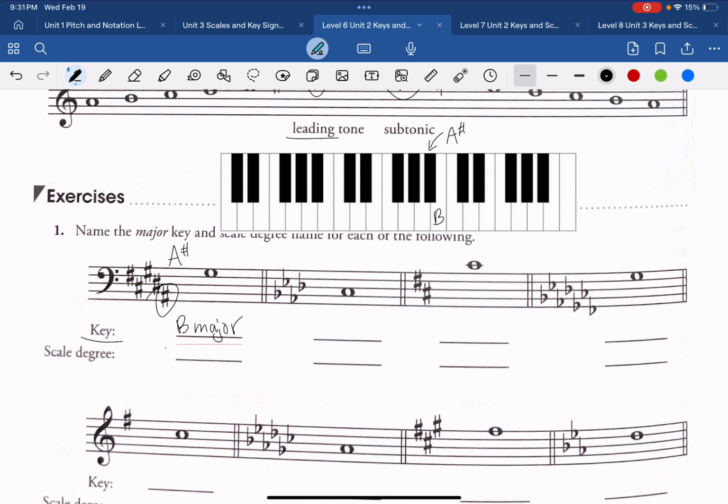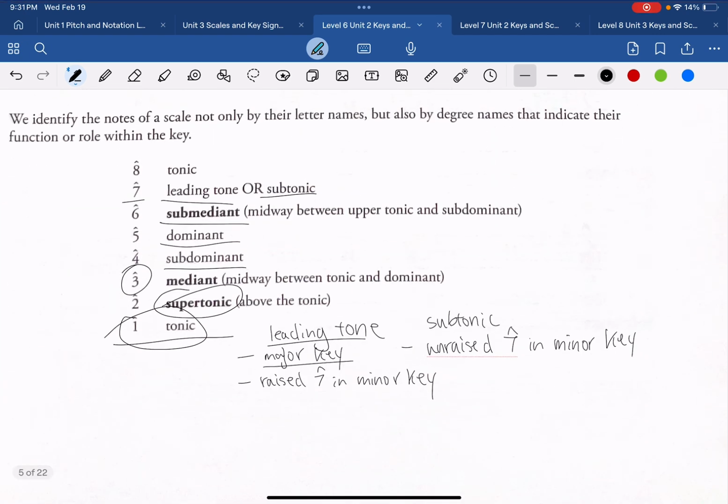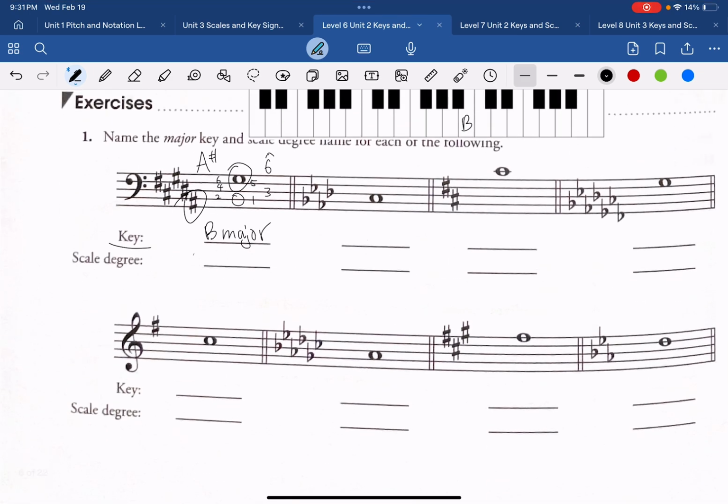And so that means for B major, B is the first note. So if B is the first note, what's G? What scale degree is G? Let's count. So B is 1, C is 2, D is 3, E is 4, F is 5, G is 6. So G is the 6th degree in B major. So the 6th degree, if we recall from the last page, is called the submediant. So the scale degree is going to be called submediant.